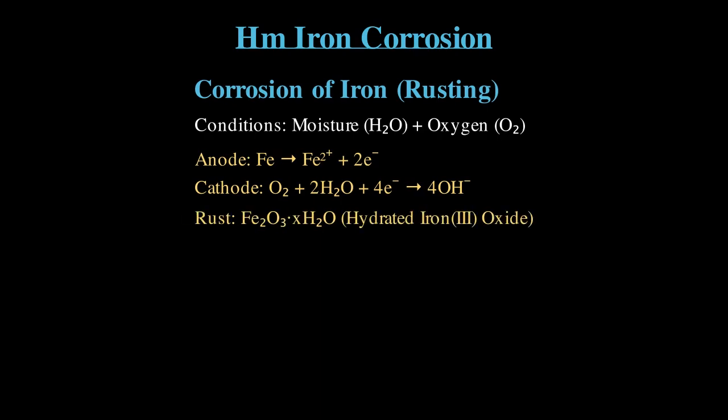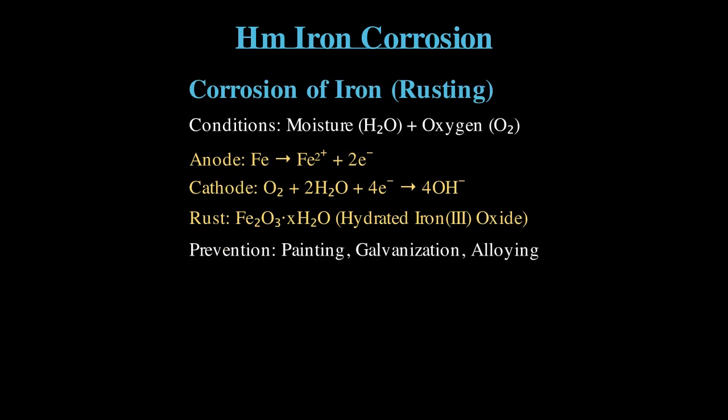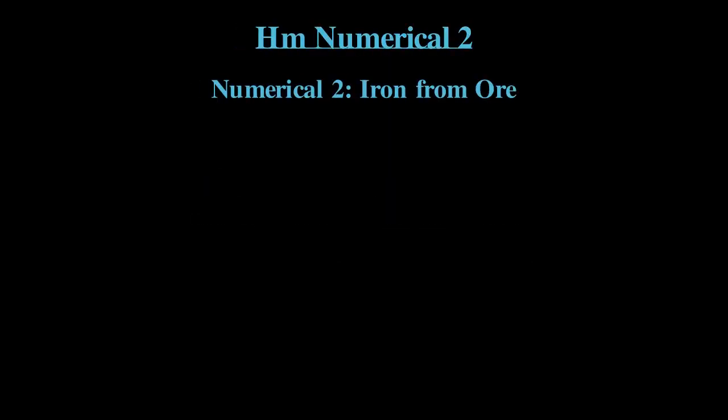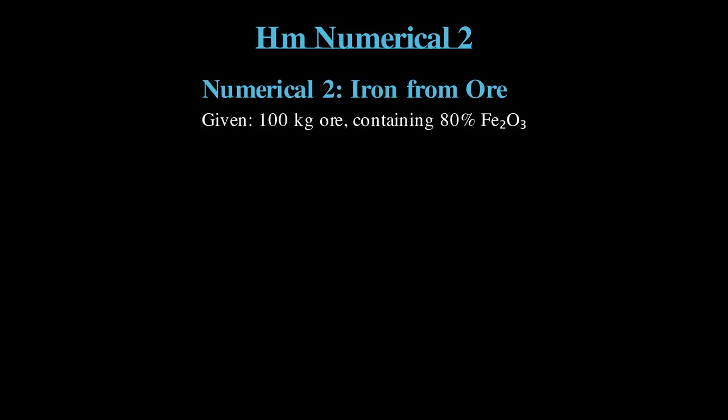To prevent rusting, we can use methods like painting, galvanization with a zinc coating, electroplating, alloying as in stainless steel, and cathodic protection using sacrificial anodes. All right, let's solve a typical numerical problem. The question is, calculate the mass of iron that can be extracted from 100 kilograms of iron ore containing 80% Fe2O3.